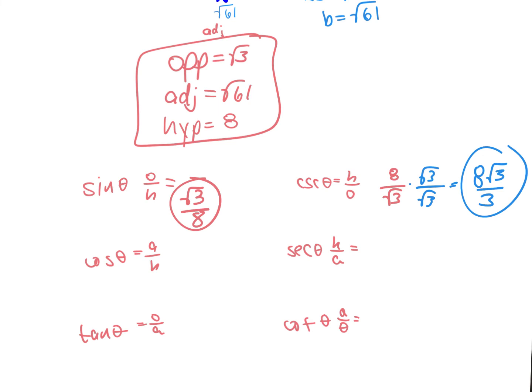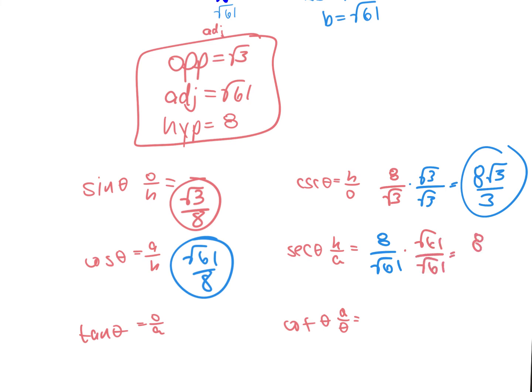Cosine, adjacent over hypotenuse, correct? Square root of 61 over 8. That's fine. When I flip it for my secant, 8 over square root of 61. What's the problem? Got to rationalize. So it's 8 root 61 over 61.